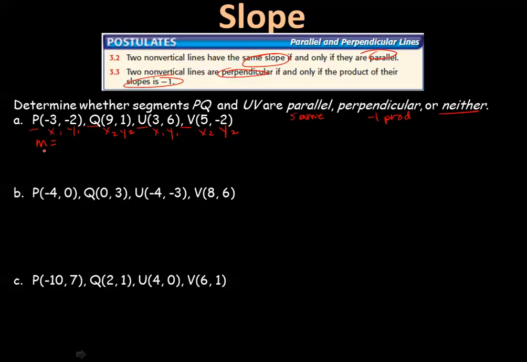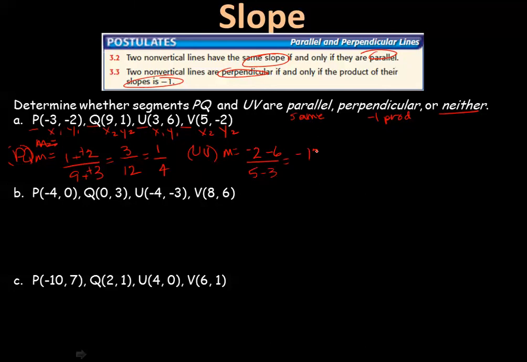Okay, so let me bring this down a little bit. So for P, we're going to have 1 minus a -2, 9 minus a -3. Remember those negatives, 2 negatives make it positive. So 3/12, I can reduce that to 1/4. And now I'm going to do, oh, that was for PQ. Now I'm going to do UV.